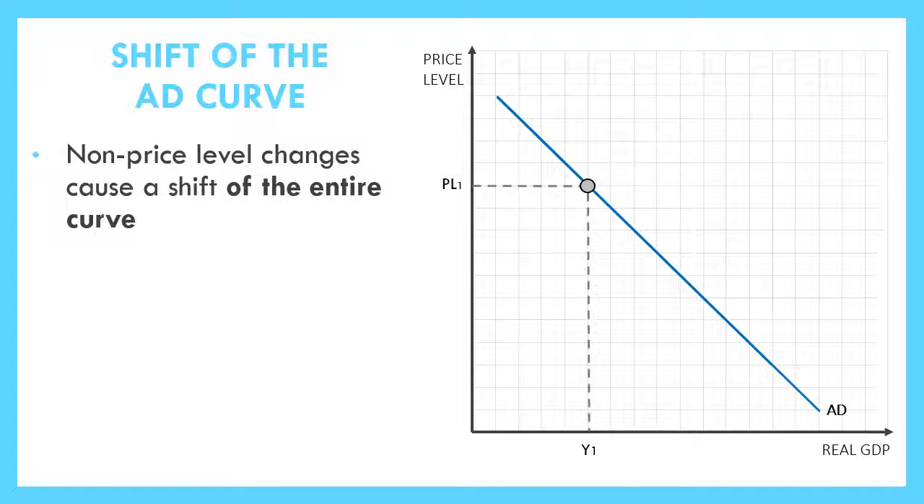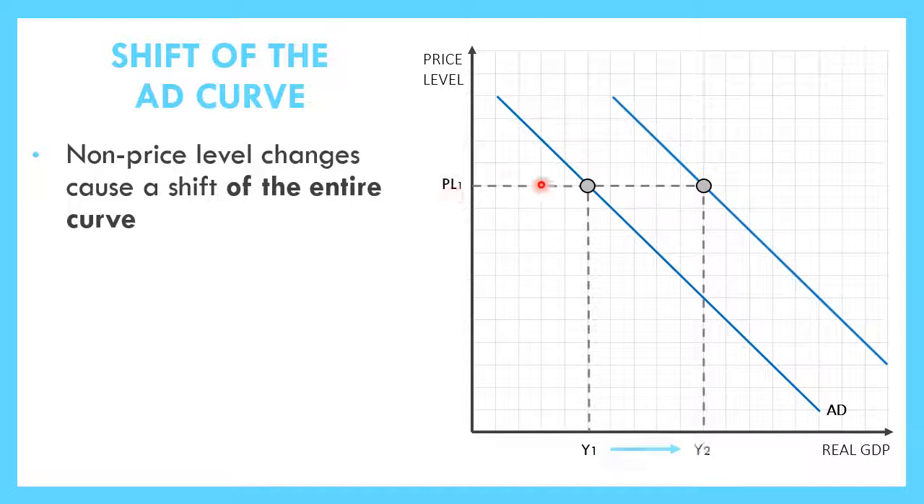So again, let's say we're hanging out at this price level. What would cause us to now, at this price level, demand a higher output than just Y1? What we would see is a shift of our entire curve, because now at PL1, our price level 1, we have a higher total demand for goods and services. And so what in the world would cause that?